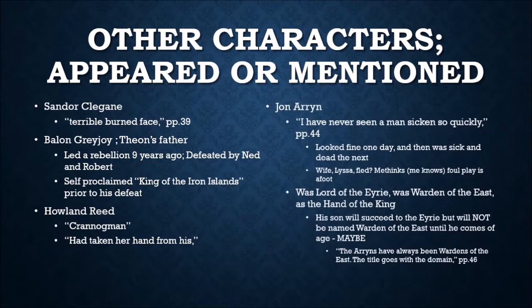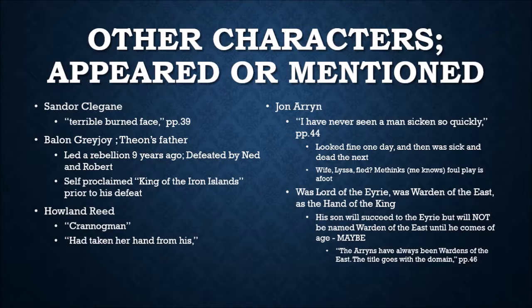We learn more about Jon Arryn. "I've never seen the man sicken so quickly," which hints that he was probably murdered. He looked fine one day and then was sick and dead the next. That doesn't happen a lot, but I guess during this time period that the stories reflect, someone could be perfect one day and then die of the plague the next. And we know that his wife Lysa fled. He thinks foul play is afoot.